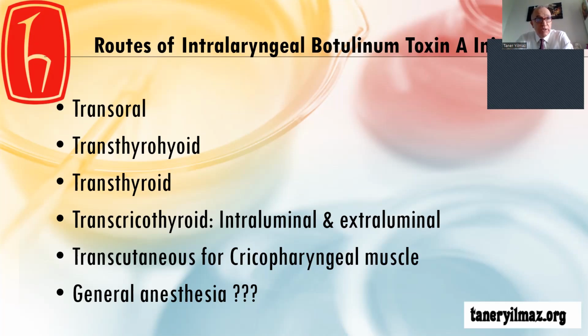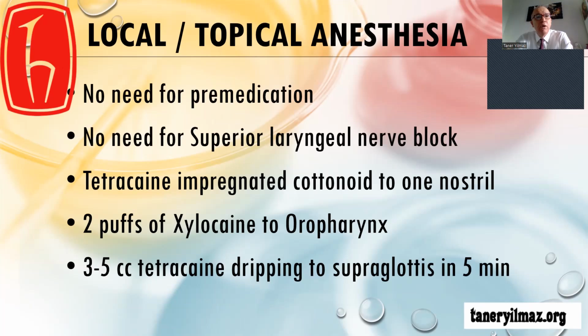For the intraluminal one, you insert the needle into the lumen, and you need anesthesia. For the extraluminal one, the needle stays below the mucosa, and you don't need anesthesia for this one. For the cricopharyngeal muscle, you can use the transcutaneous route for injection. General anesthesia is very rarely needed today for botox injection. But how do we do local and topical anesthesia? There is no need for premedication. There is no need for superior laryngeal nerve block.